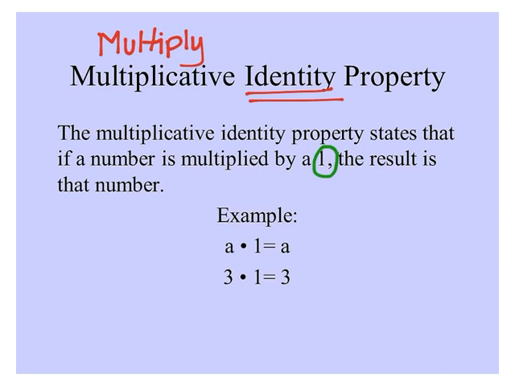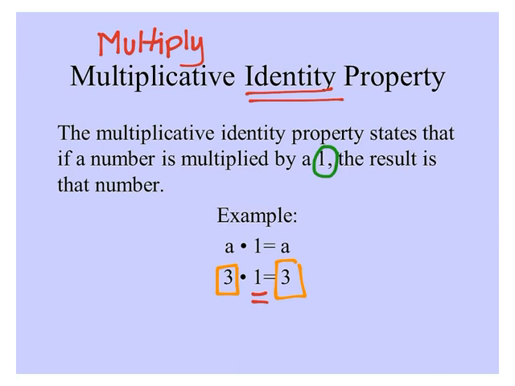So, if you take any number, right, we've got a times 1 equals a. A is just representing whatever number you want. They also give you an example, 3. So 3 times 1 is still going to give you 3, right? So we started with 3, we want to end with 3. The only number that allows us to do that when multiplying is multiplying with 1, okay?